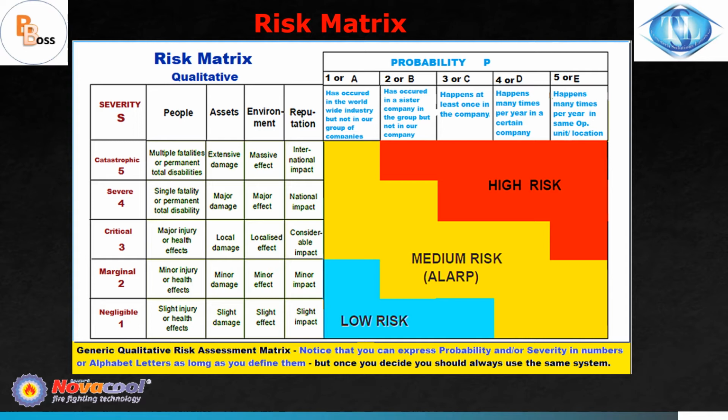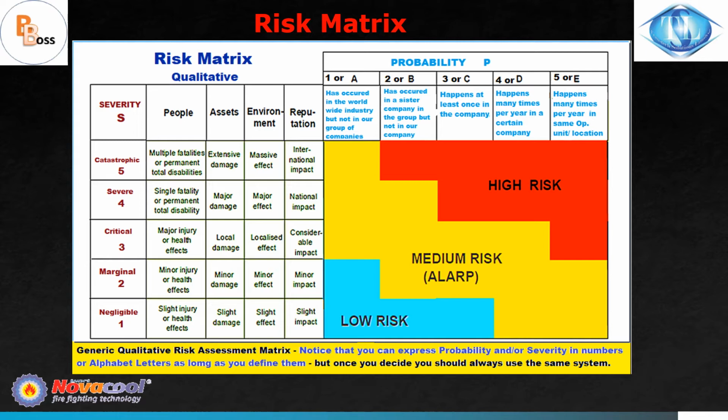If the accident has more than one effect, like one person died, which is 4, but it also resulted in massive damage to the environment, we will take the highest one, and in this case severity will be 5. Just before we finish here, I want you to have a look in the middle, in the yellow zone. We have ALARP, as low as reasonably practicable.